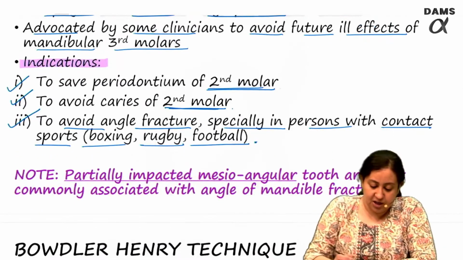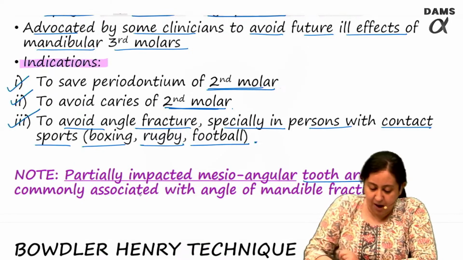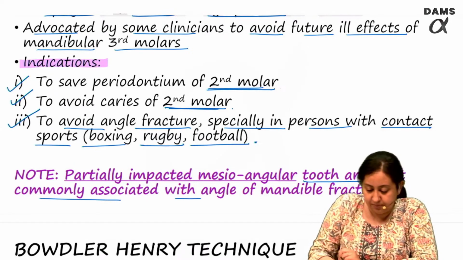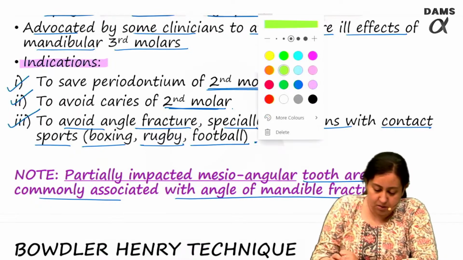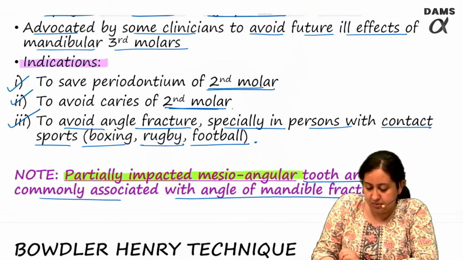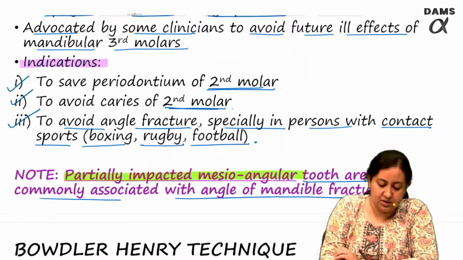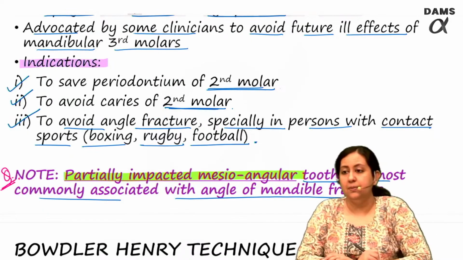Please note, partially impacted mesioangular teeth are most commonly associated with mandibular angle fracture. Partially impacted mesioangular third molars. Okay, so this is important. This is your question point. Please make note of it.